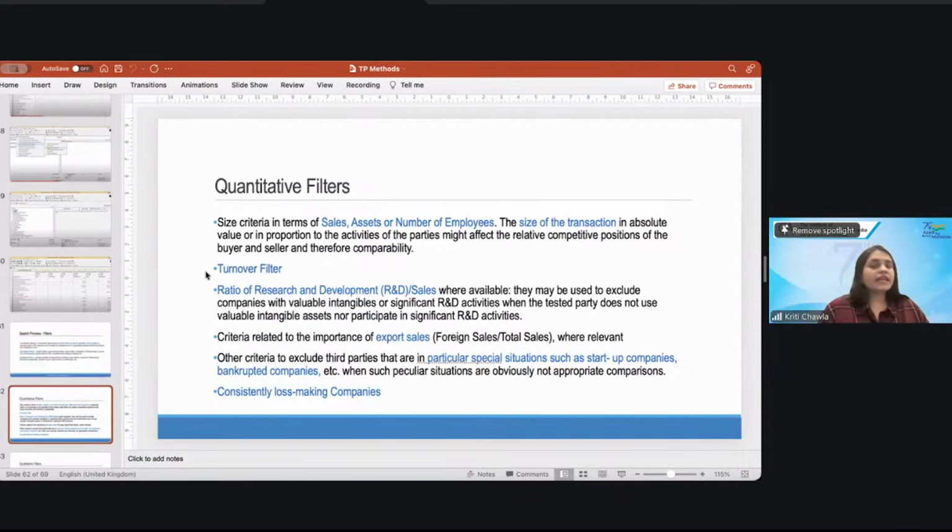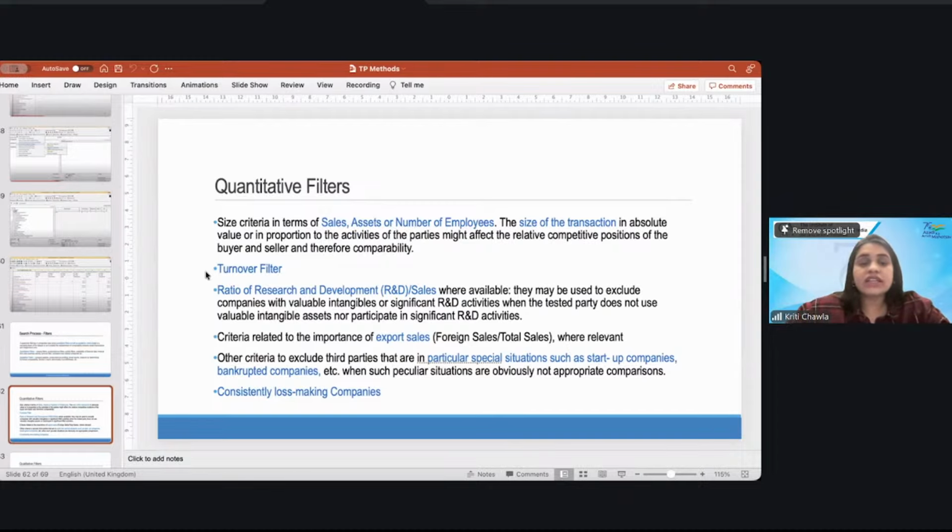The next kind of quantitative filter that we can apply is, let's say, export sales, foreign sales by total sales. So if your related party, if your taxpayer has a lot of export sales, you would also want to have comparable companies with export sales. So this is another thing that you can do. If you have a taxpayer which has spent a considerable amount on research and development, you can apply this kind of filter also. Then if you have information on the number of employees, and this is something you can get from the software easily, you can apply a number of employees kind of filter.